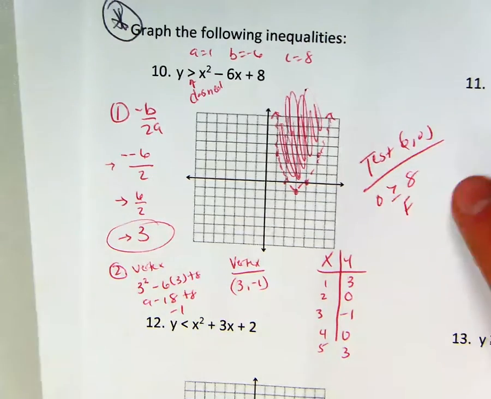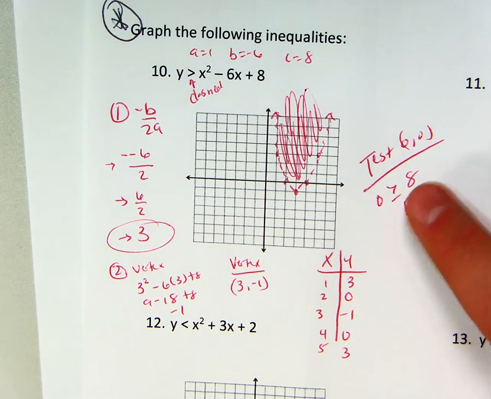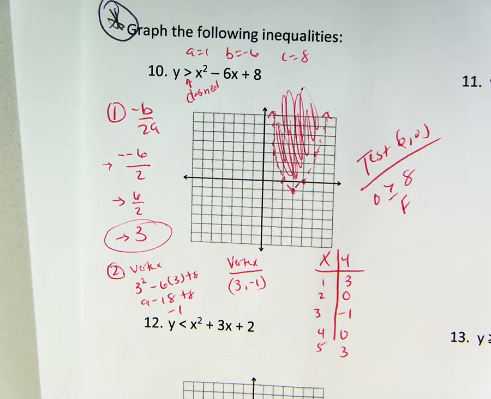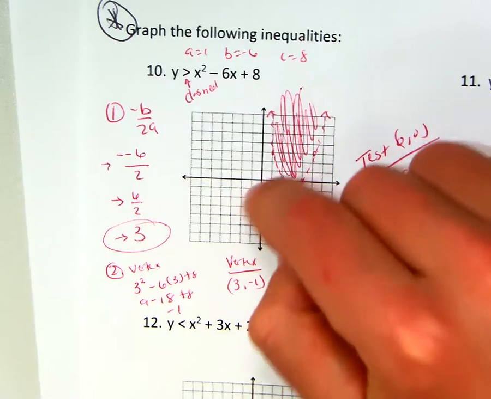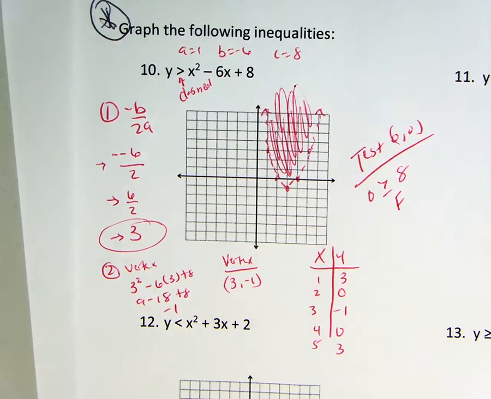And then you're testing 0, 0. And you get 0 is greater than or equal to 8. Is that true or false? Well, it's false. So 0, 0 cannot be shaded. That's the last part of your assessment. And that's the final thing of Chapter 4.